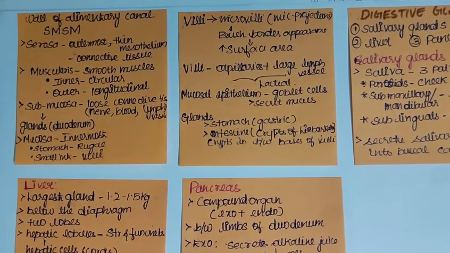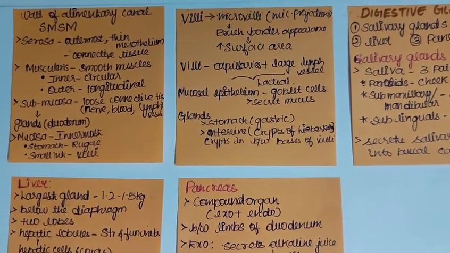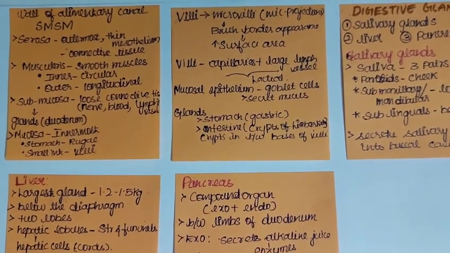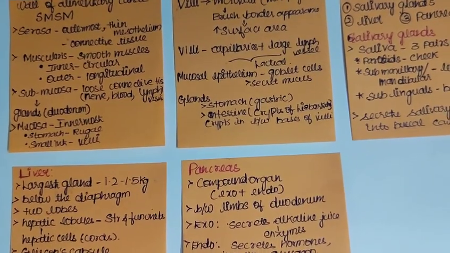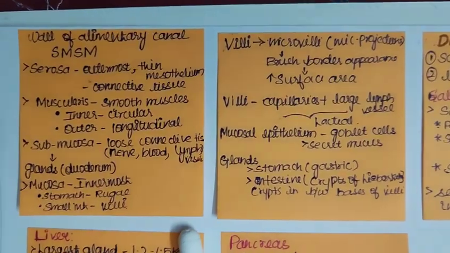So now we will continue with the topic alimentary canal. Now we are going to see about the walls of the alimentary canal. There are 4 layers in the wall of the alimentary canal. Let's see one by one.